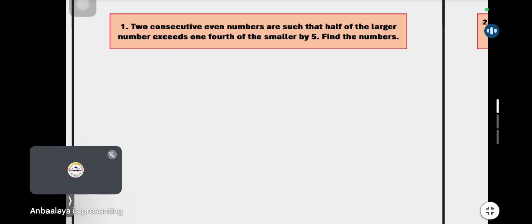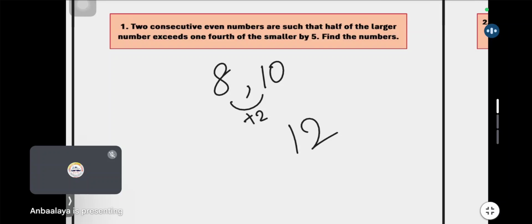So we have two even numbers. Let's take any random even number, 8. What is the even number next to 8? Can anyone tell me? 10. Very good. How did you tell that the next even number is 10? The number which is a multiple of 2 is called an even number. Consecutively, you are just adding plus 2. In the same way, if I have 12, I need to find another number, I can just add plus 2. 12 plus 2, 14 is the next even number.